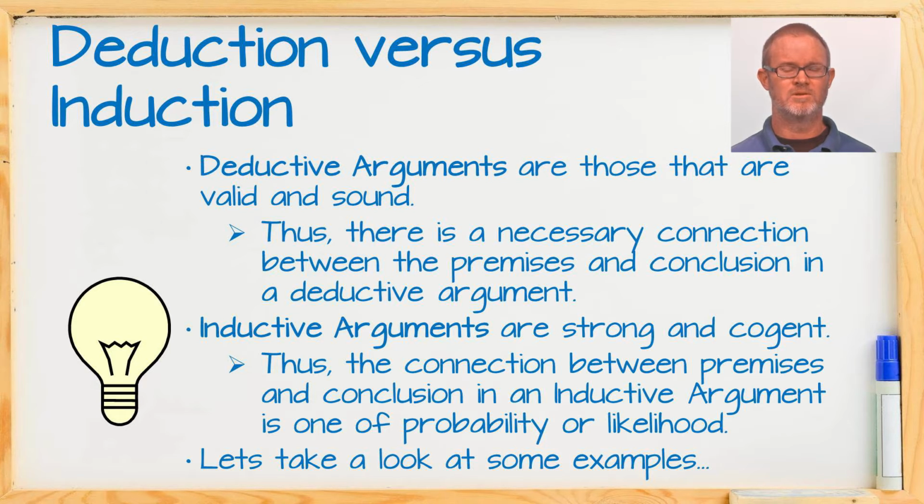With deductive arguments, what we say is that there is a necessary connection between the premises and conclusion of the argument, while with inductive arguments, there is a connection between the premises and conclusion that is built on probability or likelihood. Okay, so let's have a look at a couple examples to see the point here.